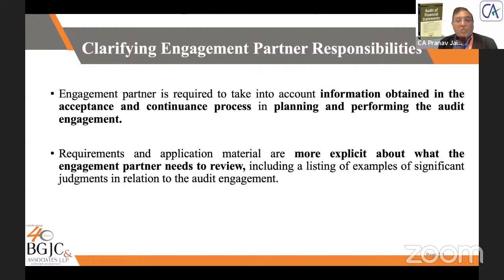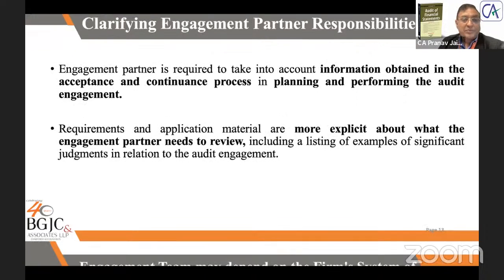When we talk about significant judgments in relation to the audit engagement, it would include, for example, what will be the composition of the audit team, whether to employ or deploy auditor's experts, what are the accounting judgments regarding accounting estimates, accounting policies, going concern, and disposition of corrected and uncorrected misstatements that have been identified in the course of the audit. So these are some of the examples of significant judgments which have been included in the standard.